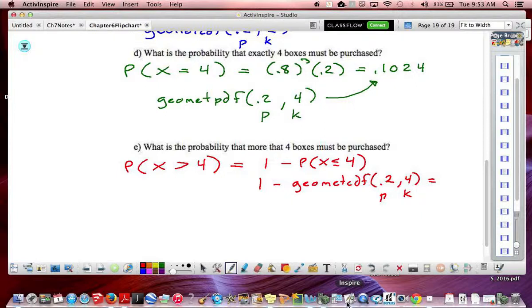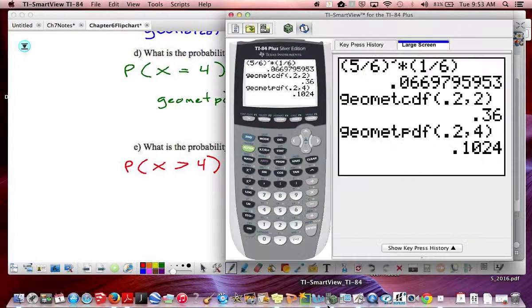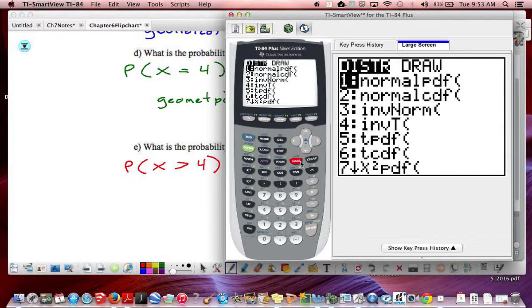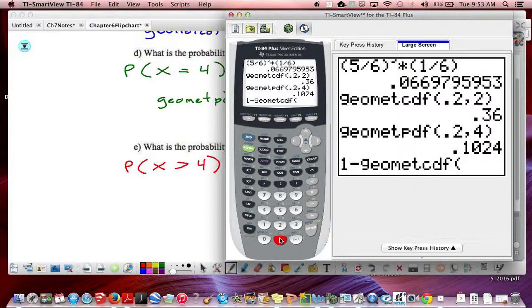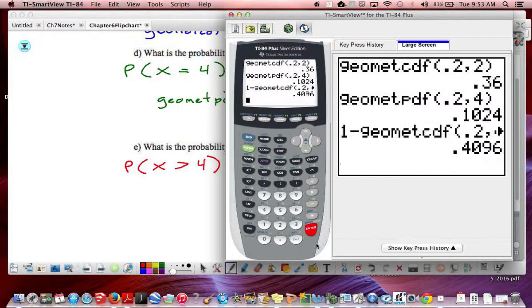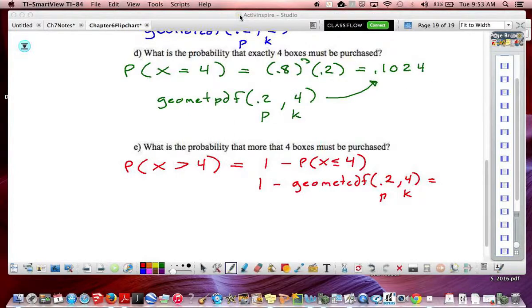So, back to my calculator. 1 minus, second bars, geometric CDF, 0.2 comma 4, 0.4096. How would you do that one by hand?